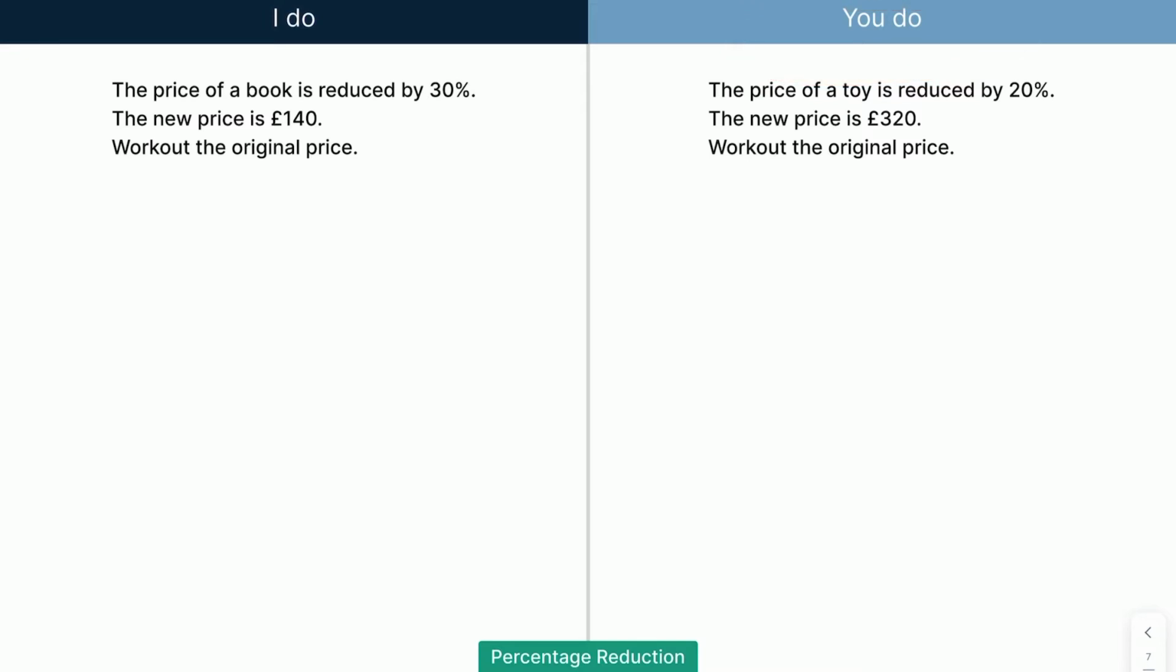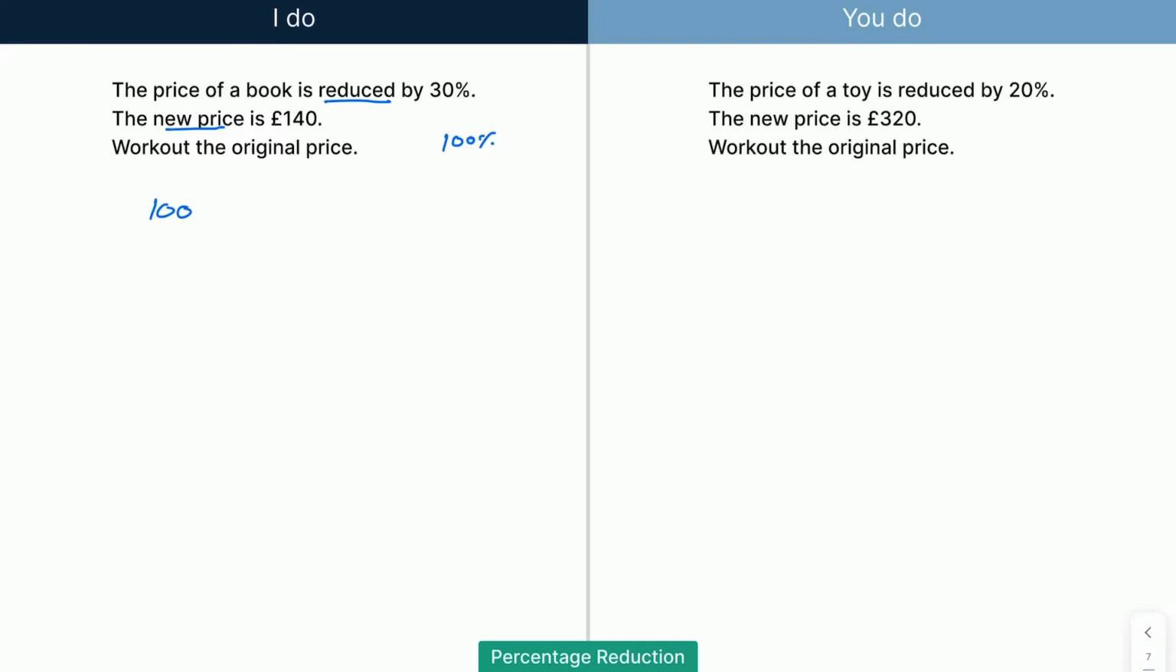So in this first question, we've been told that the price of a book is reduced by 30%. The new price is £140. Work out the original price. Now, always bear in mind that the original price is always going to be 100%. We don't have 100%. We've been told the price is reduced by 30% and the new price is 140.